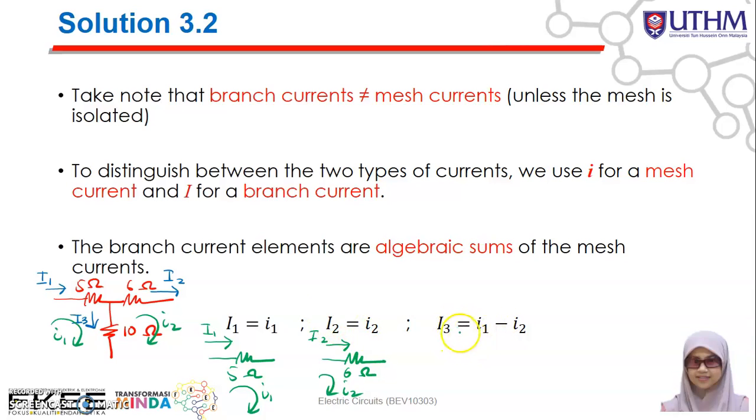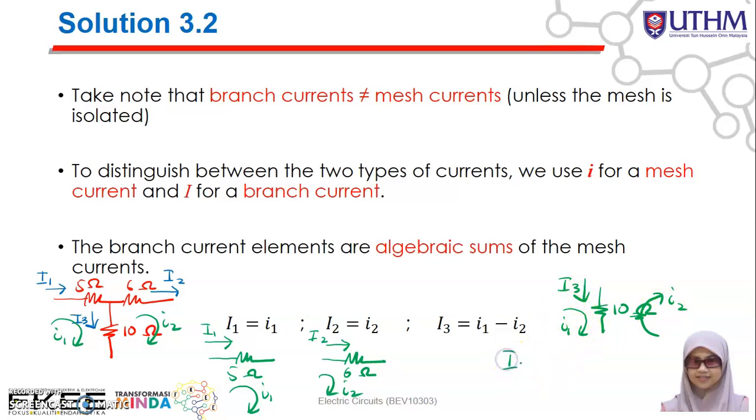And then next, how about the current I3, which is the current going through the 10 ohm. So here I have 10 ohm, and then I have I3. And then I also have I1 through this side and another current I2, right? So in this case, you see I3 will be a combination of I1 and I2.